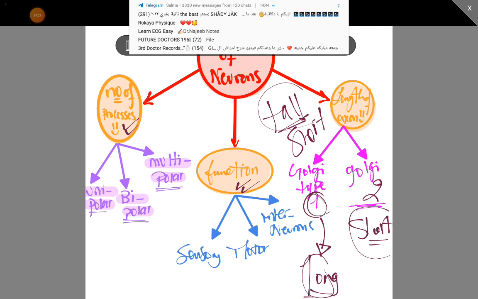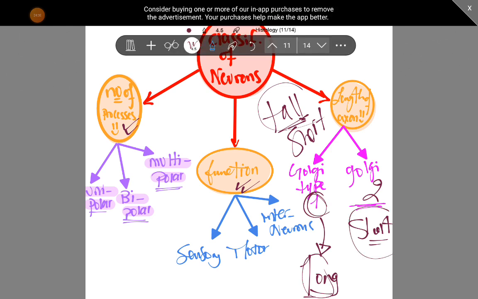Golgi type 2, they're the short ones. Where would we find type 1? The pyramidal cells of the cerebral cortex, the cerebellar cortex, Purkinje cells. Don't forget motor neurons of the spinal cord. What about type 2? You'll find it in interneurons, the neurons that are in the middle of a synapse, and I'll explain that more later.